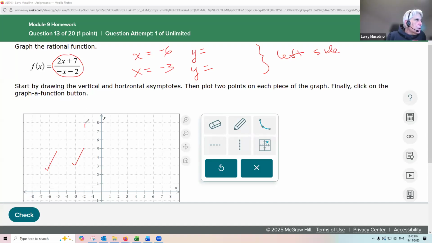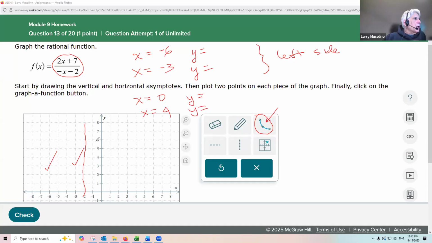Remember, there's a vertical asymptote here at x equal negative 2. Then maybe I'll pick x equals 0 and x equal 4 for the right side of the graph. And you can plot these points, and then you use this graph of function icon to actually graph.